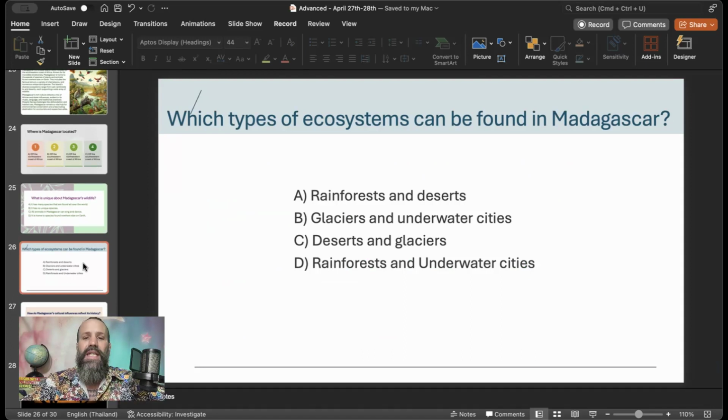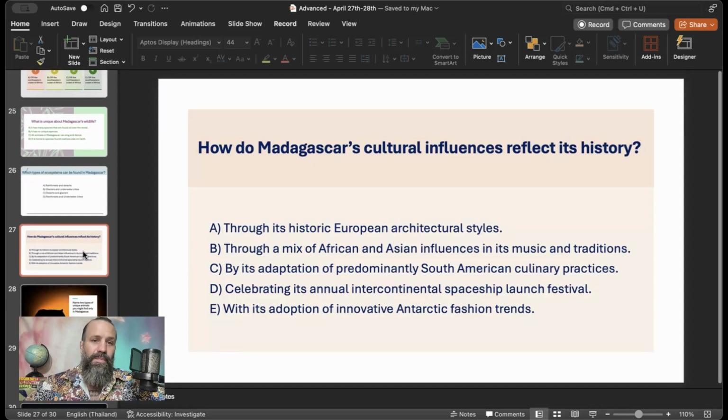Which type of ecosystems can be found in Madagascar? Rainforests and deserts is true. There definitely are no glaciers or underwater cities. There might be underwater cities. How do Madagascar's cultural influences reflect its history? You can read through those real quickly. The correct answer is through a mix of African and Asian influences in its music and traditions.